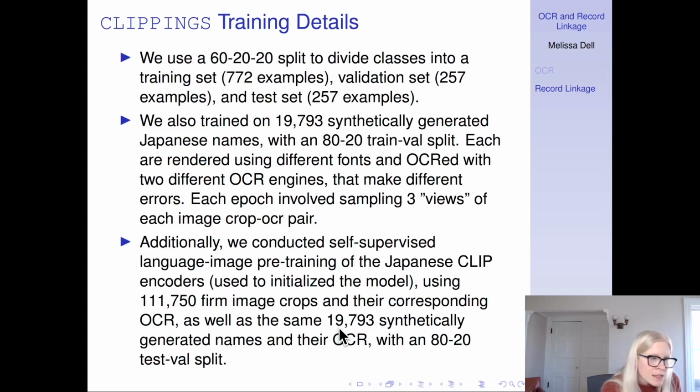Importantly, we also conduct self-supervised language image pre-training of the Japanese CLIP encoders, which were used to initialize the model. And here we have over 100,000 firm image crops and their corresponding OCR. And so we just took a bunch of firm crops from our data set and OCR'd them. And here we're doing contrastive language image pre-training where we're incentivizing the embedding of the image crop of a firm name to be aligned with the text embedding of its OCR.